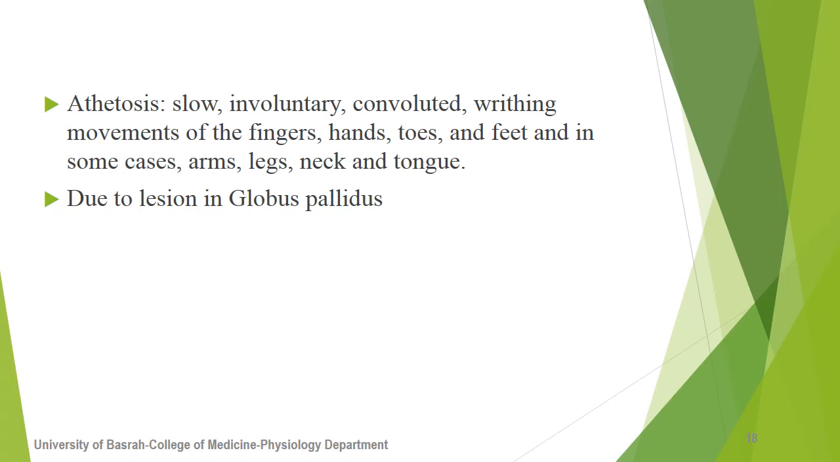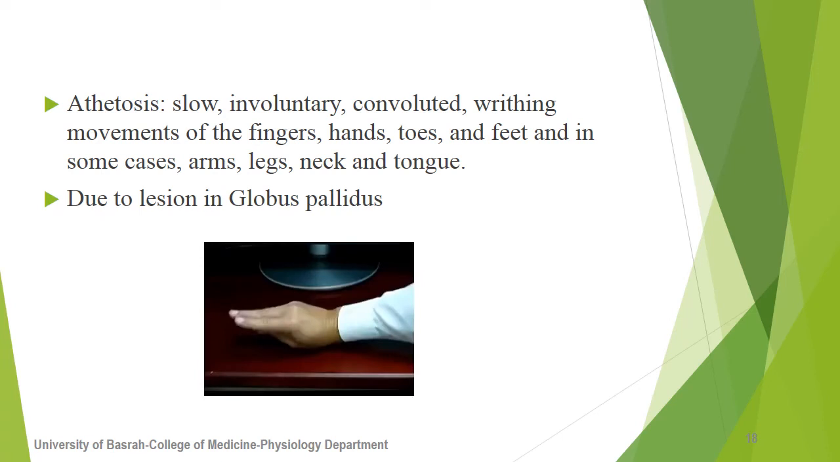We said it is due to a lesion of the globus pallidus. And I have a short video for you. This is an example of this convoluted movement. As you can see, it is writhing, wave-like. And it is slow. The most important thing is that it is slow, not rapid, so we can differentiate it from chorea.